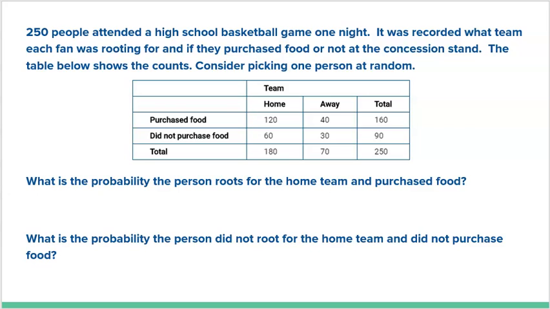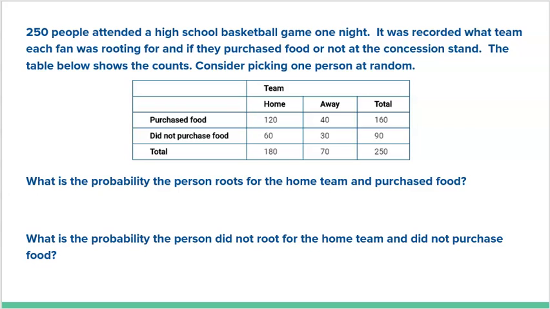It was recorded what team each fan was rooting for and if they purchased food or not at the concession stand. The table below shows the counts. Consider picking one person at random. So let's look at the table here. We have people who were rooting for the home team, people who are rooting for the away team, people who purchased food, people who did not. Numbers on the outside are our totals. Numbers on the inside are our very specific ands, our joints.